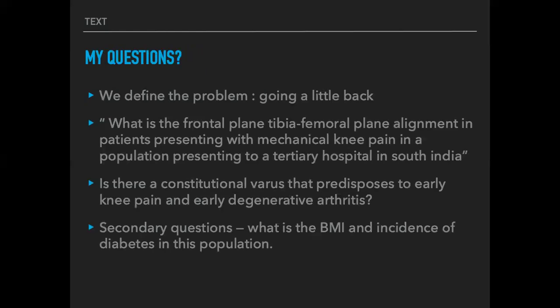So you do a literature search and you read about this problem and you define the problem, going a little back. Once you look at literature, literature is talking about the tibiofemoral alignment, the coronal plane alignment of the knee, the CPAK classification, which is coming in a big way after robotics, in patients presenting with mechanical knee pain, population presenting to our hospital. So, is there a constitutional varus that predisposes to early knee pain and early degenerative arthritis? Or, the other things you are looking at could be a secondary question: are they overweight? What is the BMI and the incidence of diabetes in the population?